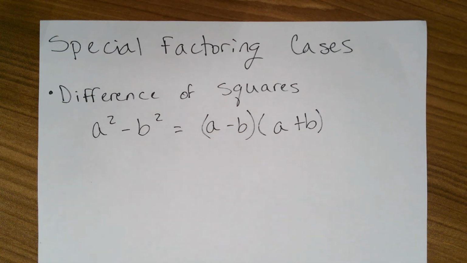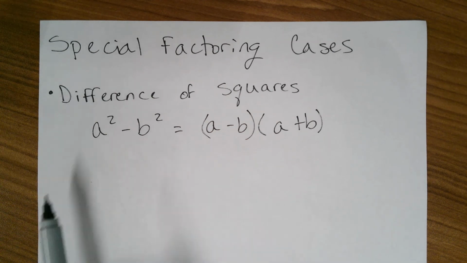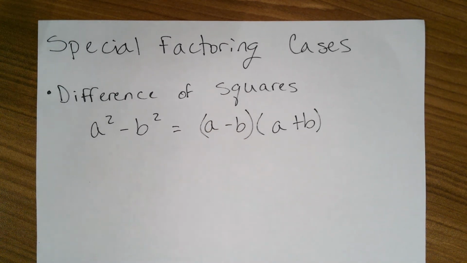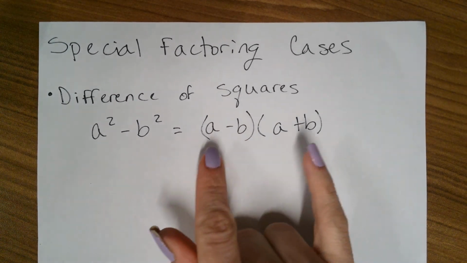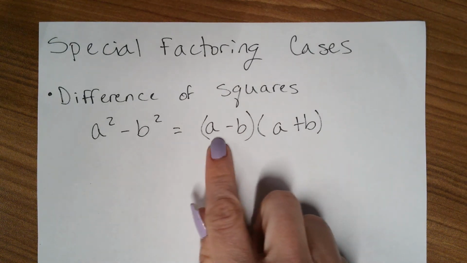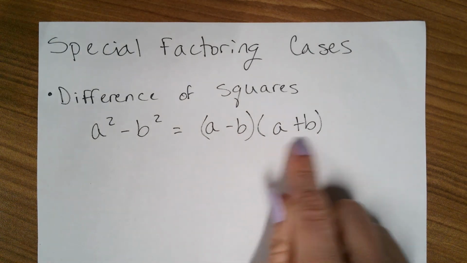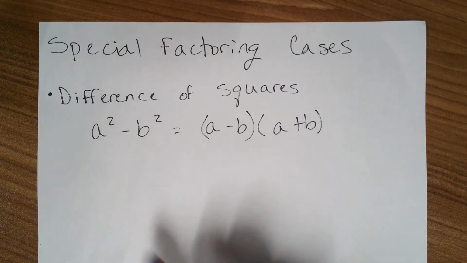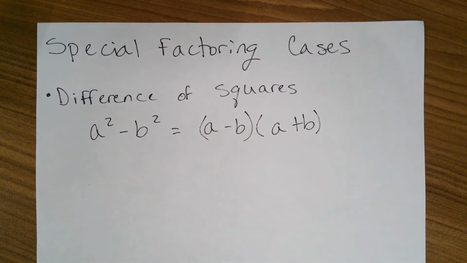So in factoring, there's three special cases. The first of which is the difference of squares. This situation arises when I have something squared minus something else squared, and it factors very neatly into those things subtracted and those things added. So if you know the formula, the biggest two things are going to be identifying when that occurs and identifying what A and B are.